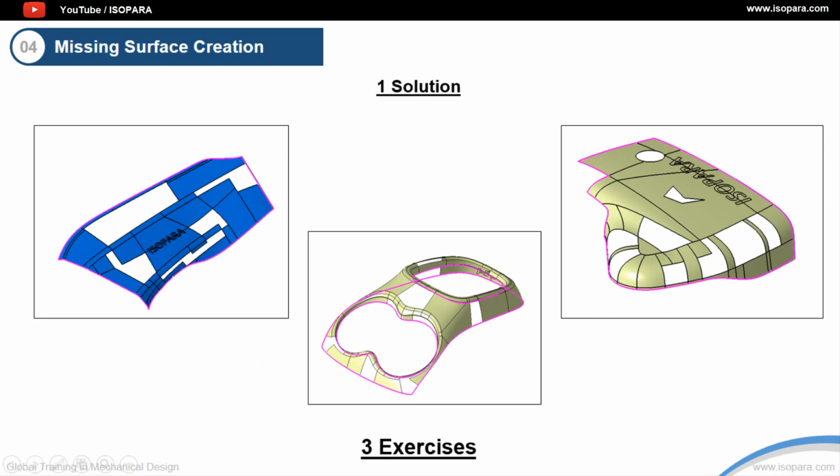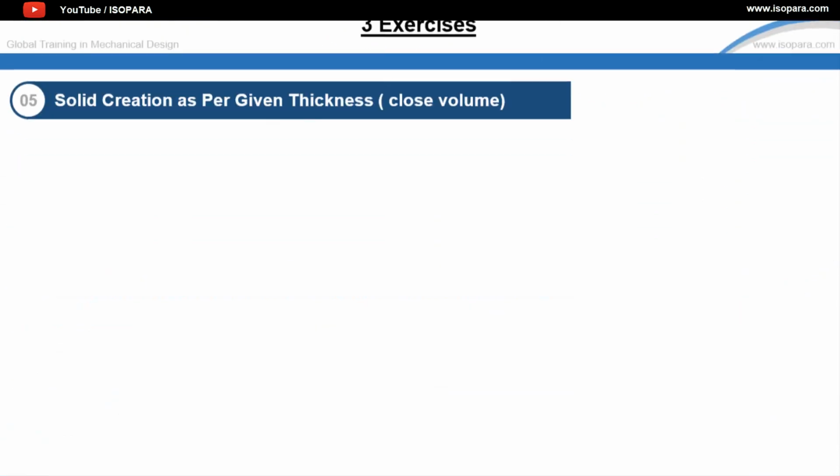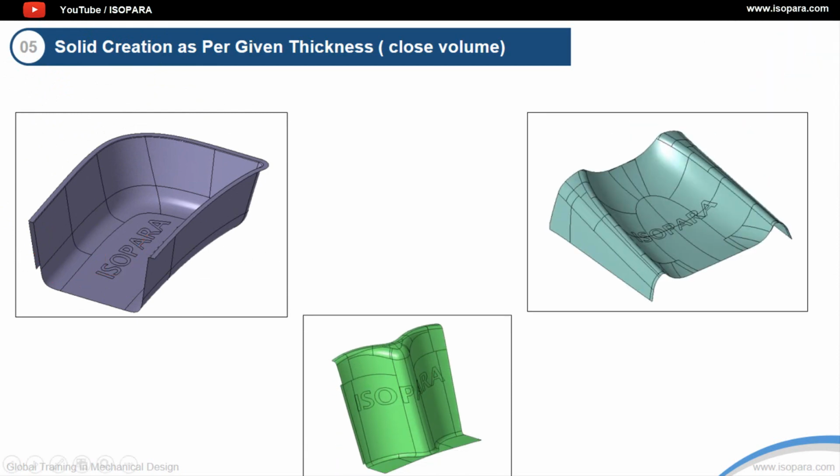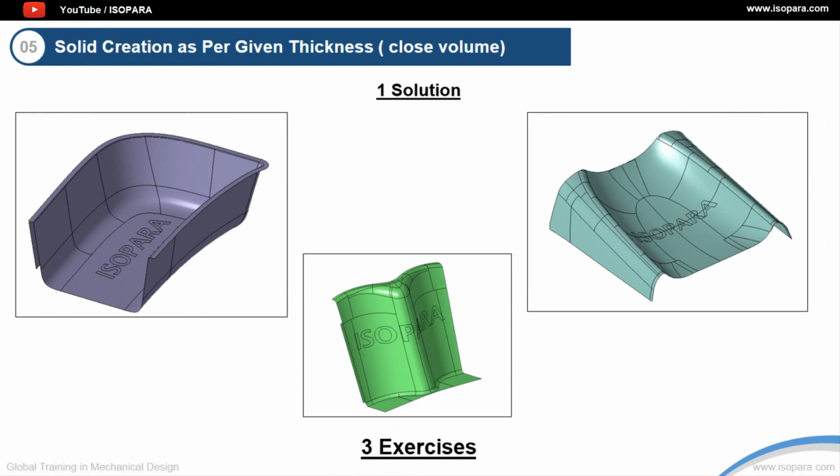Now moving on to solid creation as per the given thickness. So basically we just have a surface and then we take an offset of the desired part thickness and then we close the volume to convert it into a solid. Then again we have 3 exercises, 2 you will be solving by yourself for your practice.